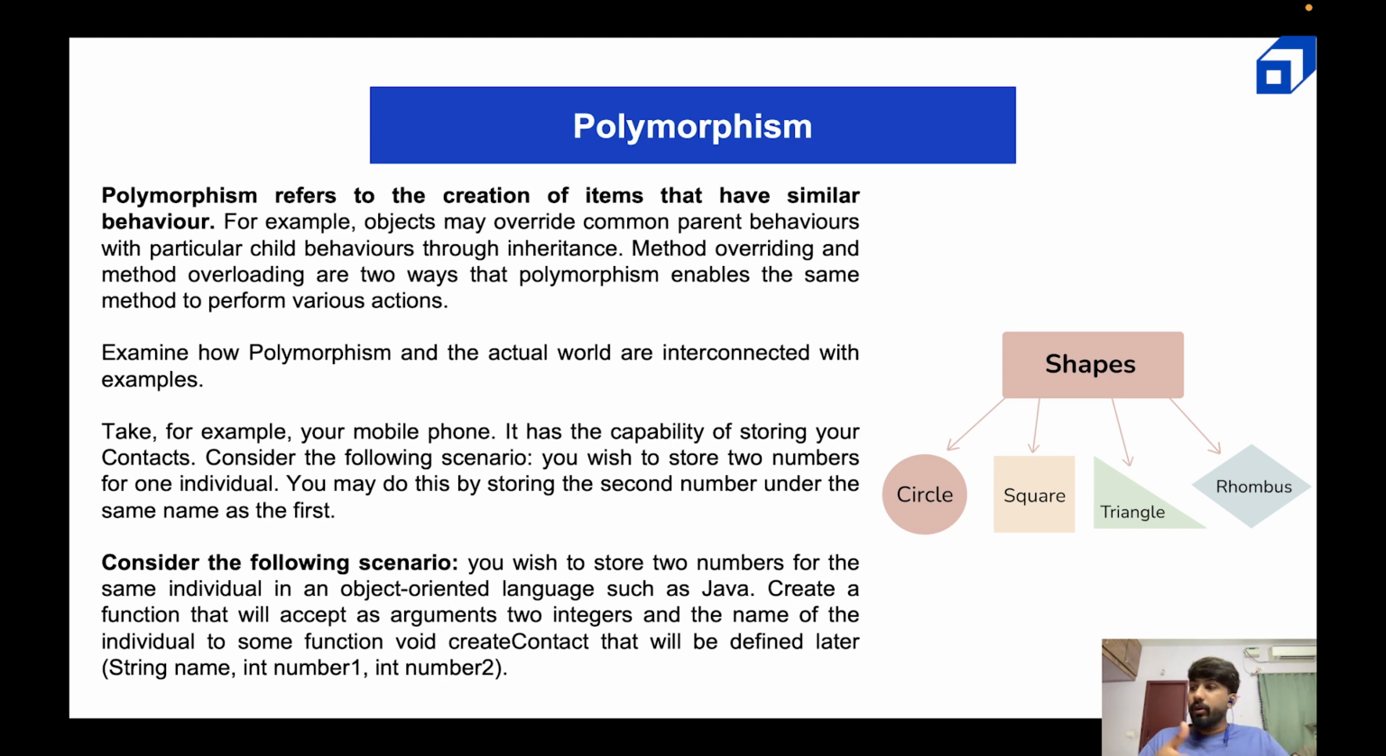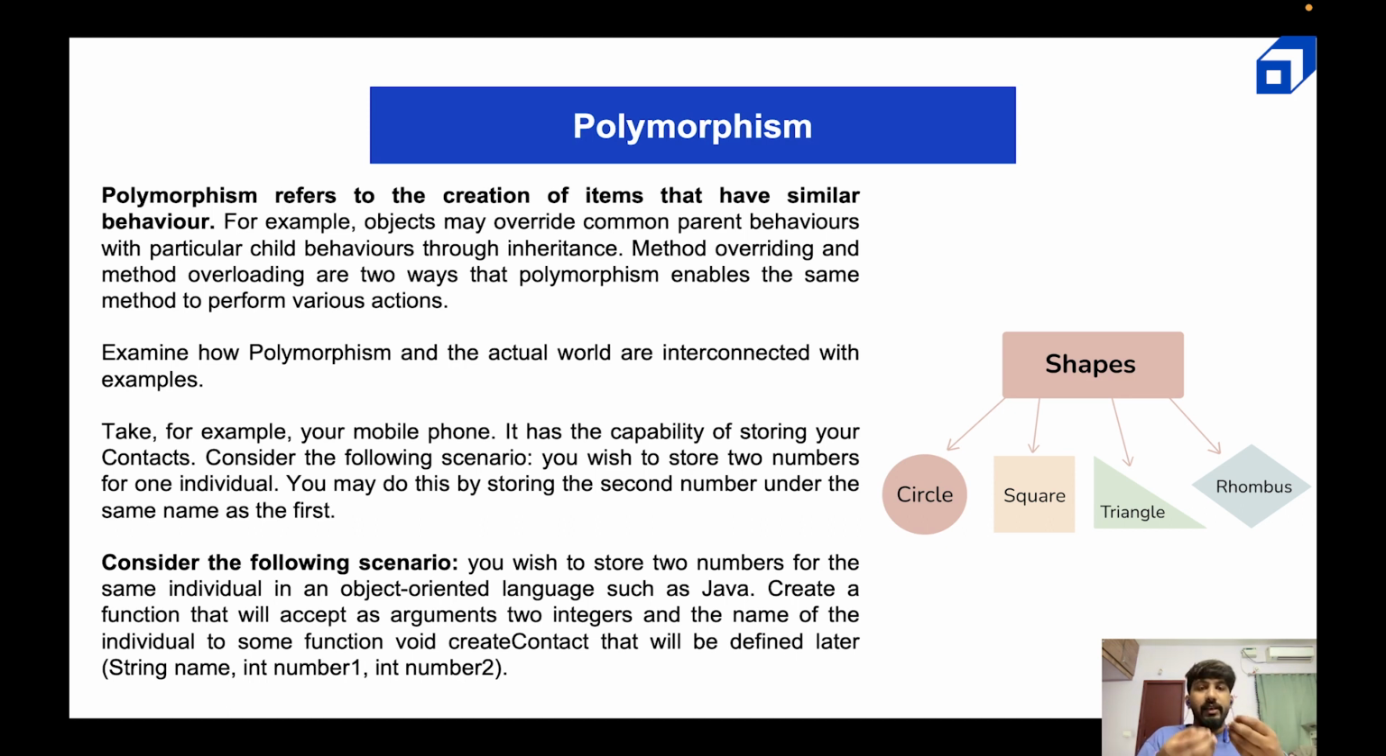So again, how does this work? You're storing two numbers under the same person, and you are able to do it because they are two different values for one single parent. This is one scenario, okay? And the second scenario is you wish to store two numbers for the same individual in an object-oriented language such as Java. Create a function that will accept as arguments two integers and the name of the individual, to some function void create contact that will be defined later.